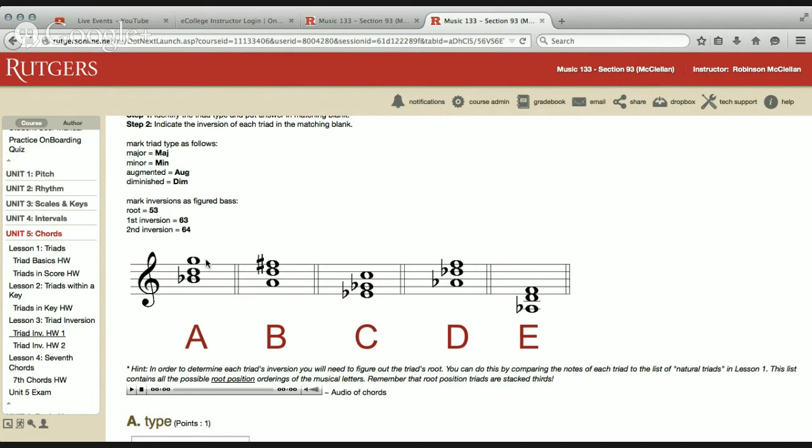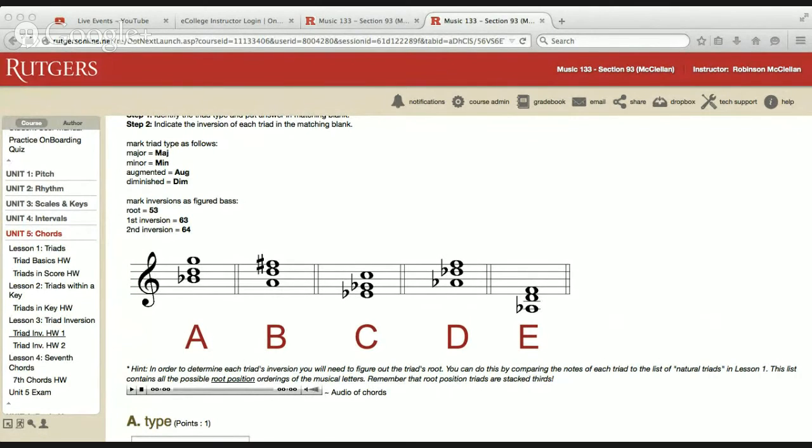Anything to add? I actually have one other way that you can find the root in the inversions. Let me just switch over to show my screen. Okay, can you see my example? When I'm looking at these, what I tend to do is look at shape more than anything else.